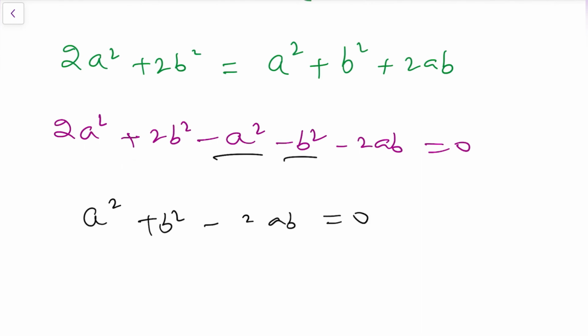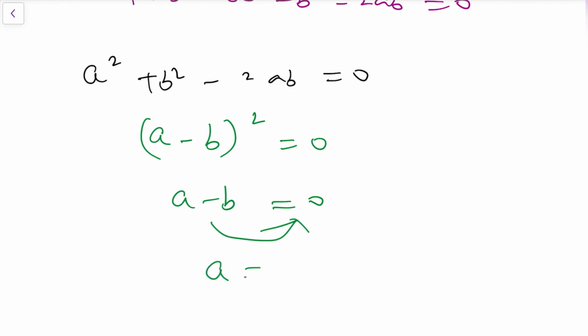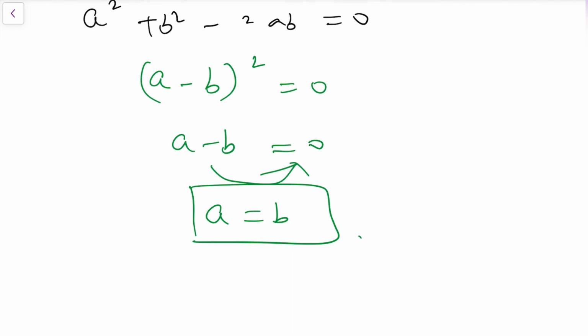Now if you observe this last step clearly, a square plus b square minus 2ab is nothing but the a minus b whole square formula. So a minus b whole square is equal to 0. If a minus b whole square is 0, then a minus b is also equal to 0. Take minus b to the right side, then it will become a equals b. Hence proved.